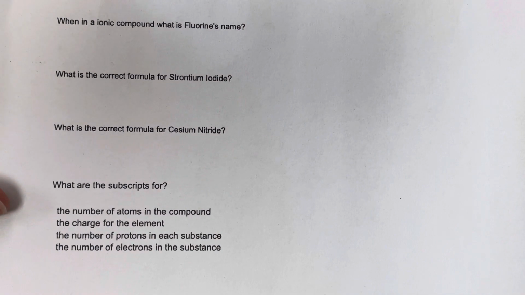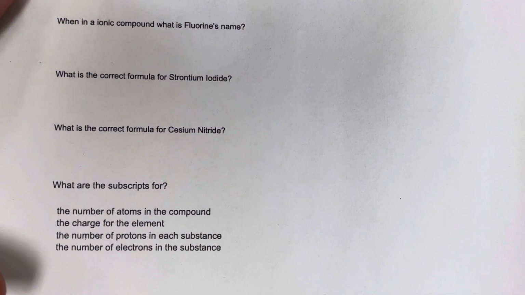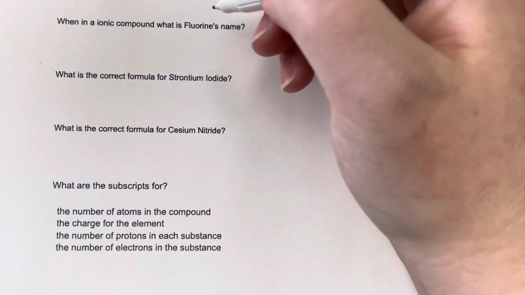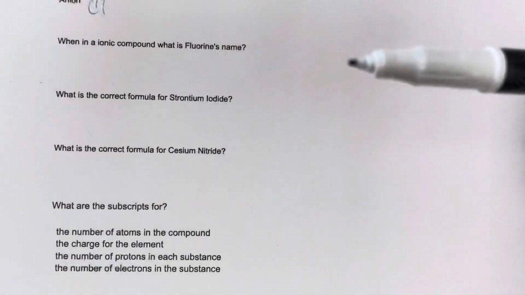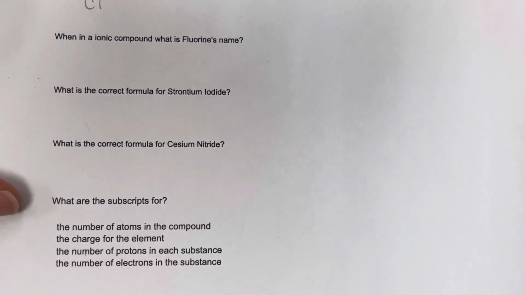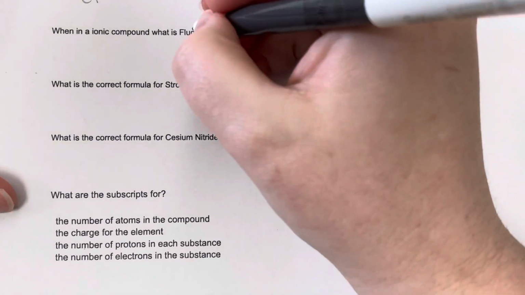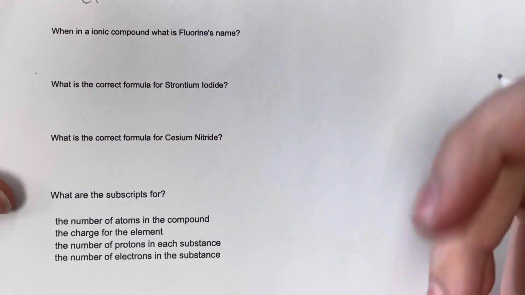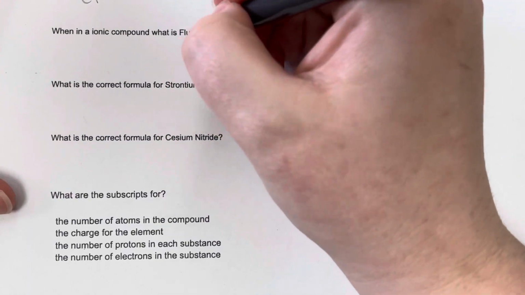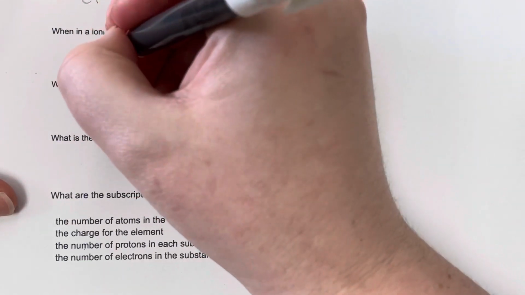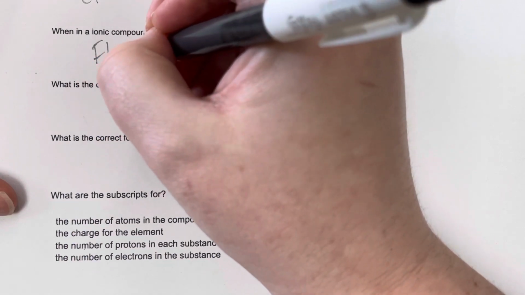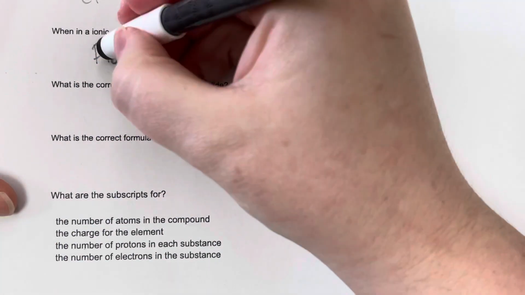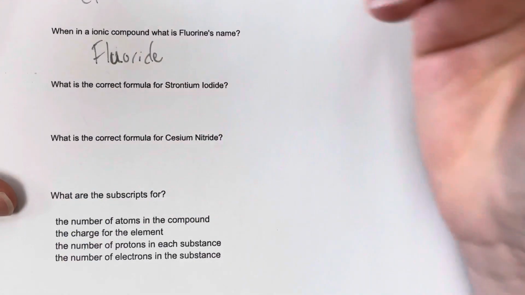When in an ionic compound, what is fluorine's name? So fluorine is a nonmetal, which would make that an anion. So that means that fluorine is going to change its suffix, and that means I need to figure out where the "ide" is going to go. Fluorine will turn into fluoride. Fluoride.